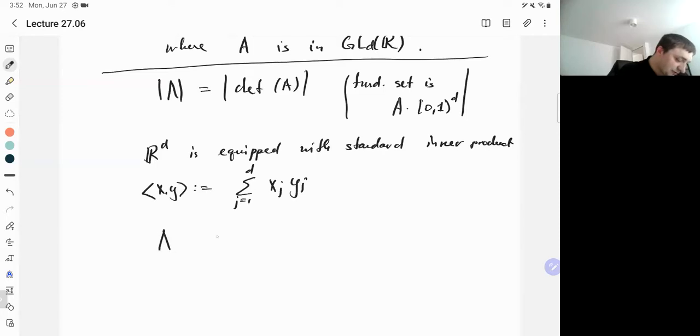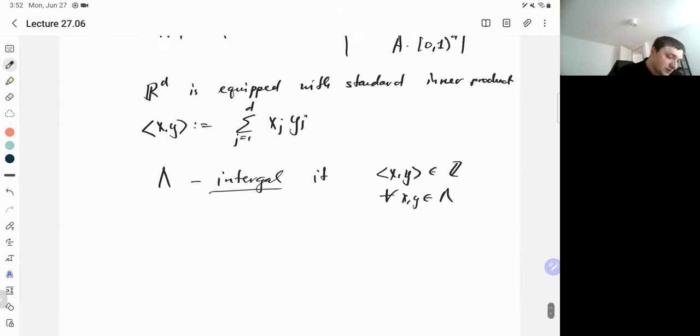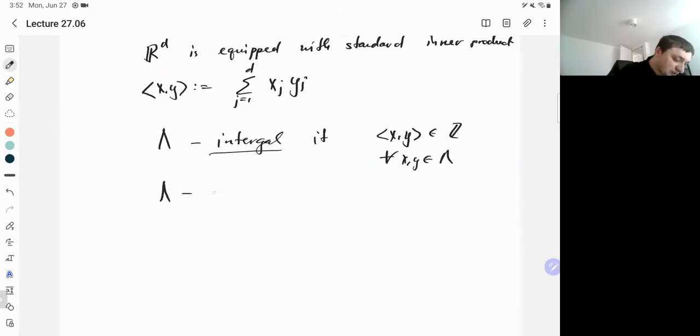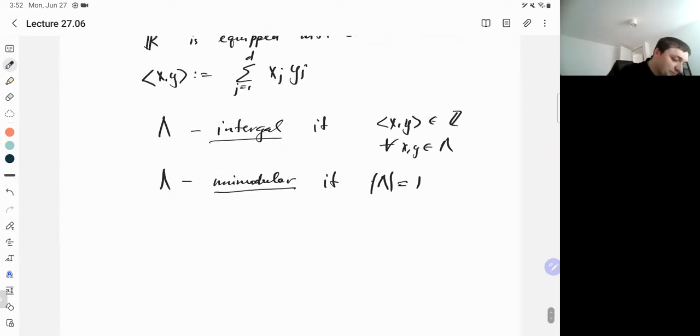And so some of the properties of lattices that we're interested in are integrality. So lambda is integral if all inner products of elements in lambda are integers. And lambda is unimodular. Here there's some confusion about what set of conditions are called which. So unimodular, I will just say if the covolume is 1, but some people require more. They actually want it to be integral and have covolume 1.